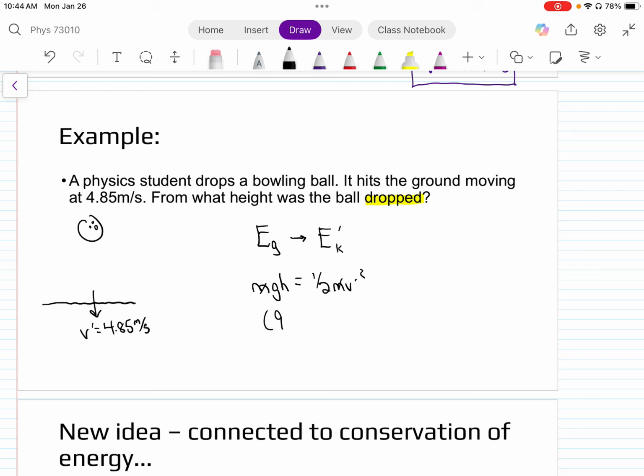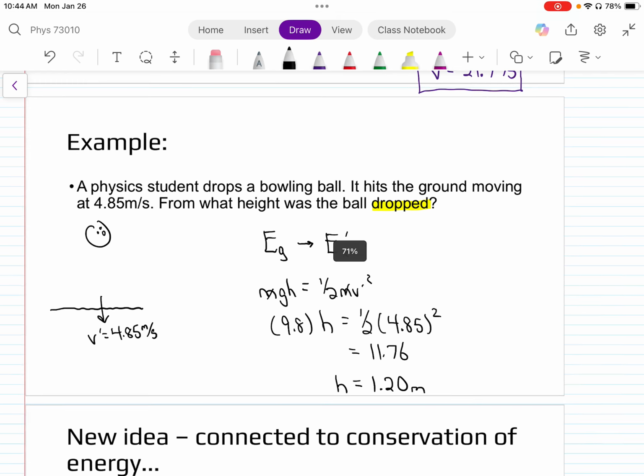So we've got 9.8 times h, this time I don't know, equals 1/2 times 4.85 squared. On the right, the 4.85 squared, and then the half, I get that equaling 11.76 if I did that right. To get h all by itself, we have to divide by 9.8. It's not perfect, but if I round off to 3 figures, 1.20 meters.